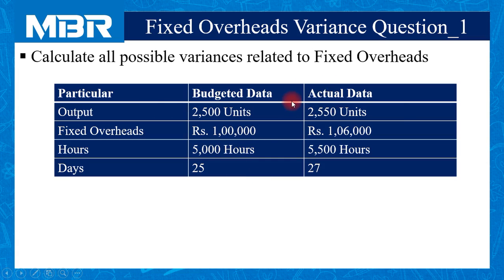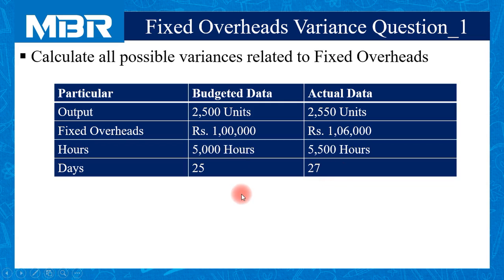Particulars, budgeted data, actual data. Budgeted output 2500 units, while actual output is 2550 units. Fixed overheads budgeted rupees 1 lakh, against which the actual amount paid is rupees 1 lakh 6000. Budgeted working hours are 5000, while actual working hours 5500. Budgeted number of working days 25 and actual number of working days are 27.